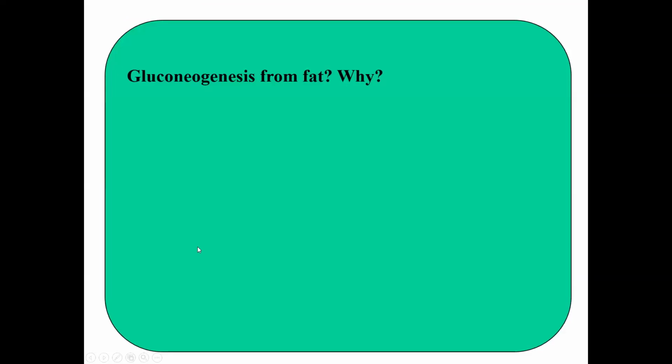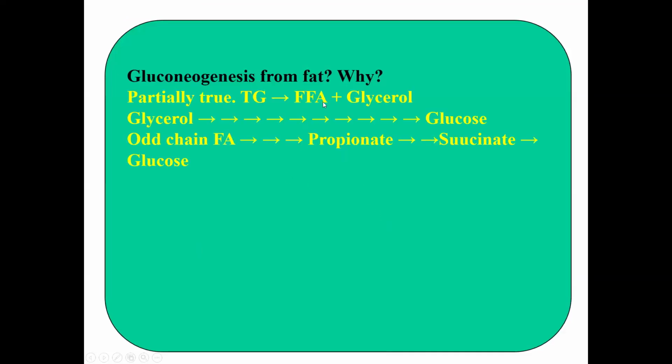Gluconeogenesis from fat. Yes, sometimes it is partially true because I have already discussed that from free fatty acid it is not possible, but in the case of glycerol it can be. And in the case of odd chain fatty acids, they are converted into propionate. This propionate can be converted into succinate and then into glucose. It is possible. But in the case of even chain fatty acids where only acetyl coenzyme A is produced, no gluconeogenesis is possible.